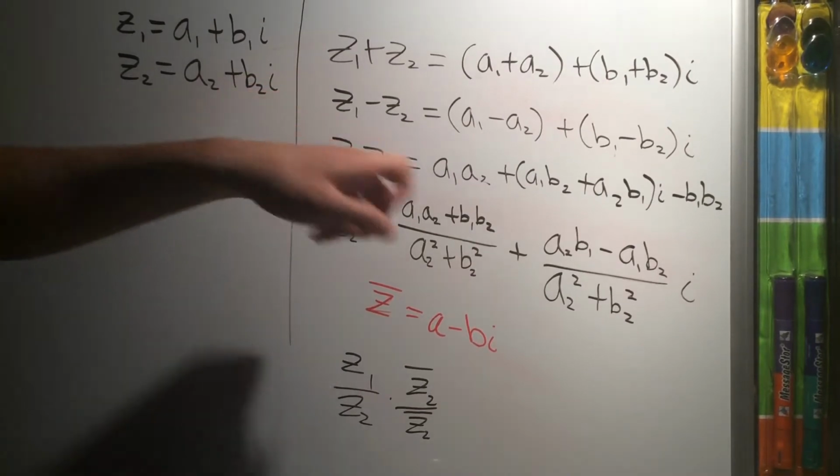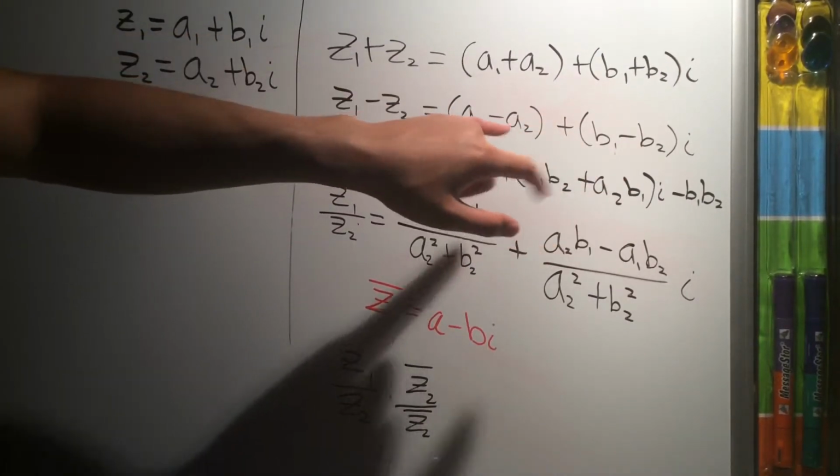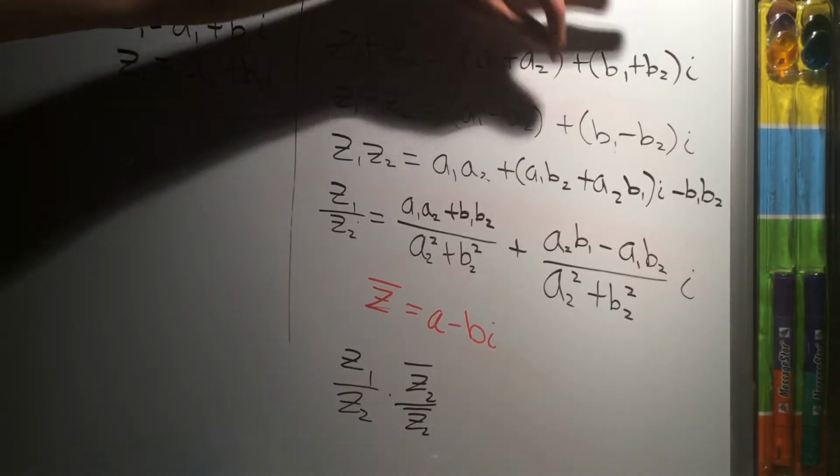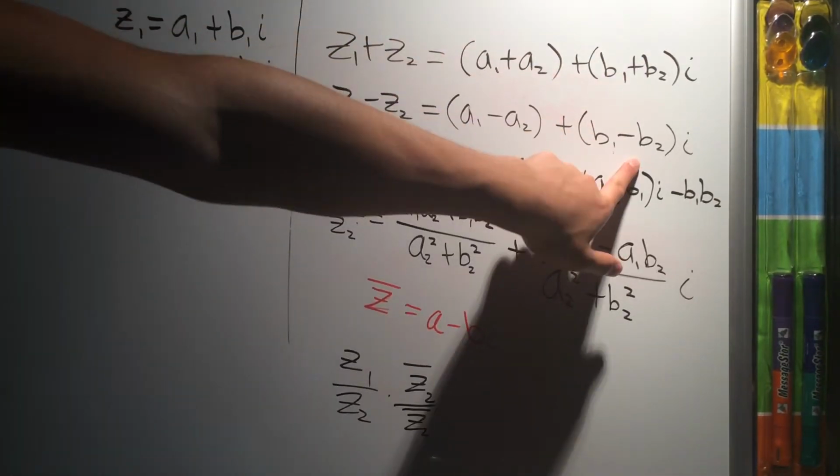With subtraction, we have the same thing going on, except now with a1, instead of a1 plus a2, we have a1 minus a2. Same thing goes for b1 and b2. We have the subtraction in the middle.